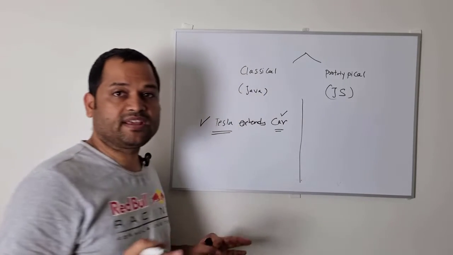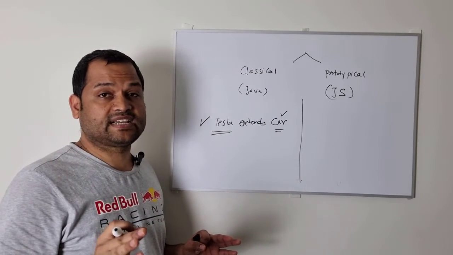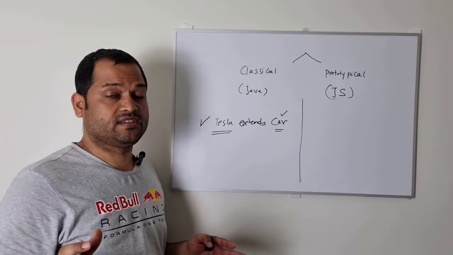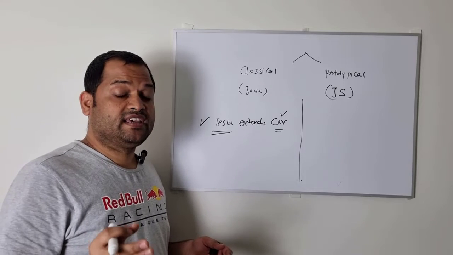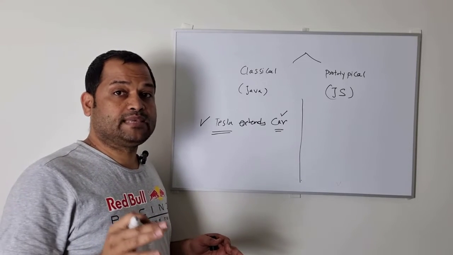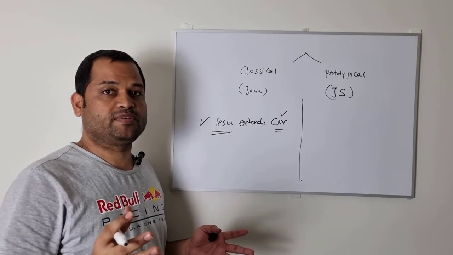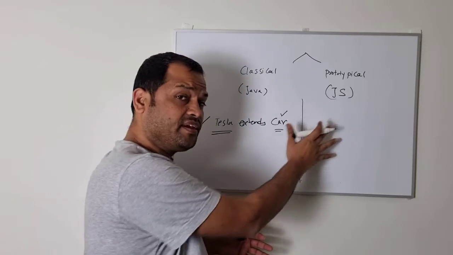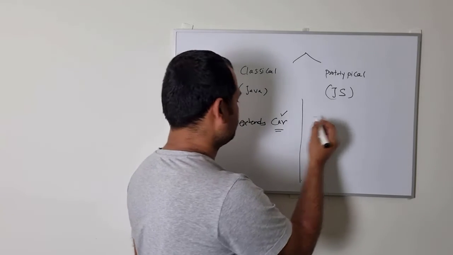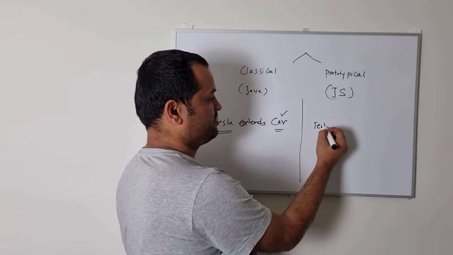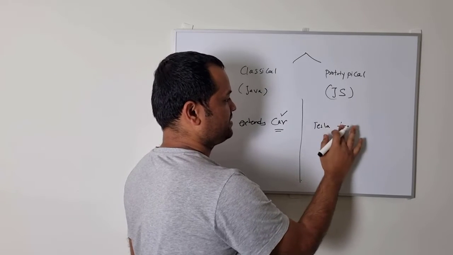Now talking about prototypical inheritance, remember that in prototypical inheritance we don't have the concept of classes or blueprints. Instead we have the prototype. So what is a prototype? You can think about the prototype in a simple way as an object. It is just one simple object. Prototype is basically an object. So basically what is happening here is an object is inheriting from another object. Say for example, we have a Tesla object and it inherits.